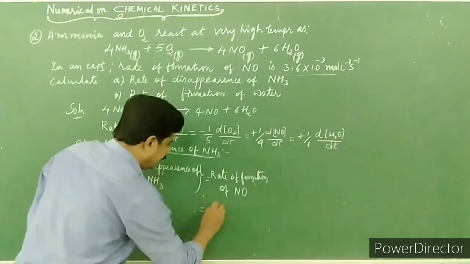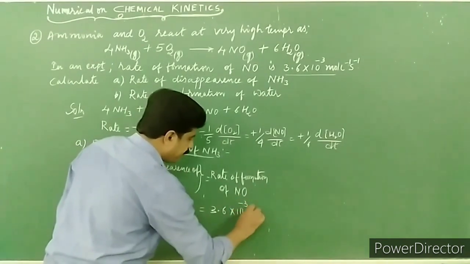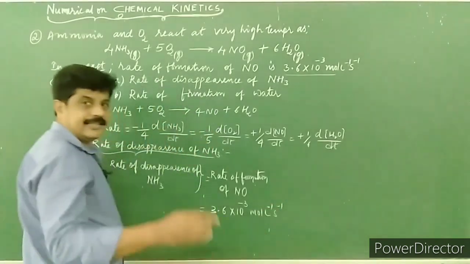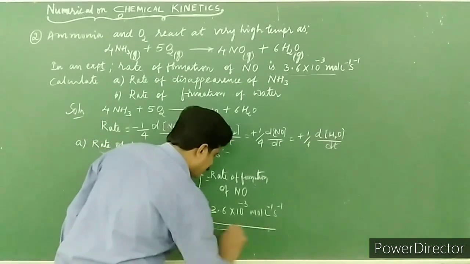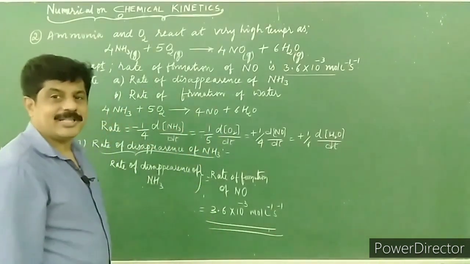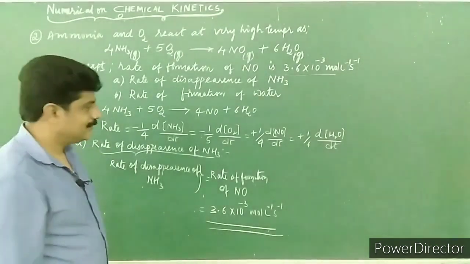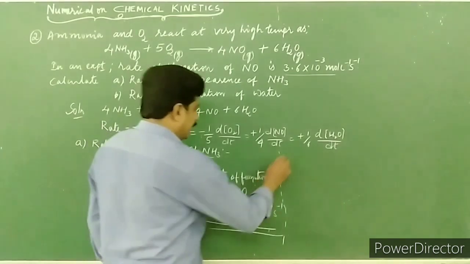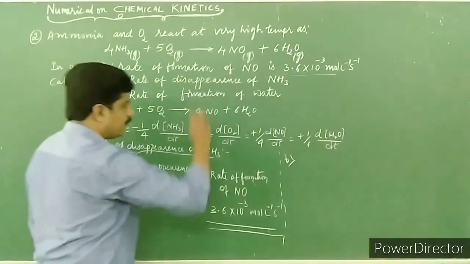Now you know that the rate of formation of nitric oxide is given here. It is equal to 3.6 into 10 to the power of minus 3 mole per liter per second. That means the rate of disappearance of ammonia is equal to 3.6 into 10 to the power of minus 3 mole per liter per second. Hope you got it. Let me go for the second part of this numerical, that is rate of formation of water.